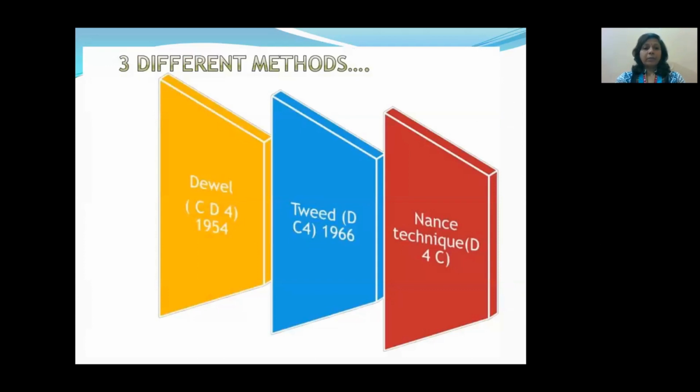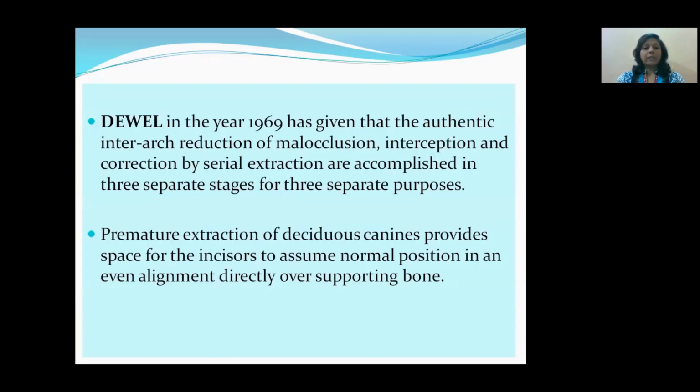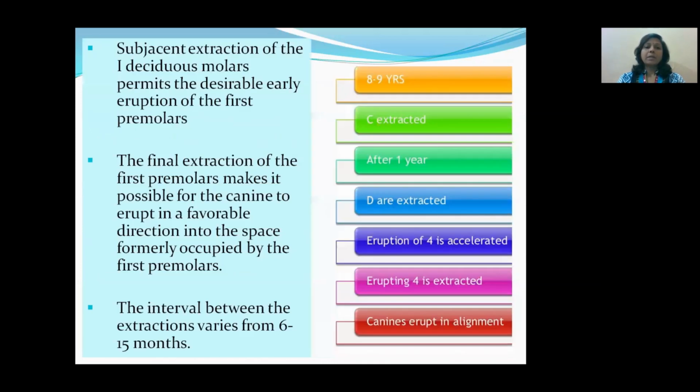Three well-known methods for serial extraction procedures are Dewel's method, Tweed method, and Nance method. Dewel in the year 1969 stated that the authentic inter-arch reduction of malocclusion, interception, and correction by serial extraction are accomplished in three separate stages for three separate purposes. Premature extraction of the deciduous canine provides space for the incisors to assume normal position in an even alignment directly over supporting bone. Subjacent extraction of the first deciduous molar permits the desirable early eruption of first premolars.